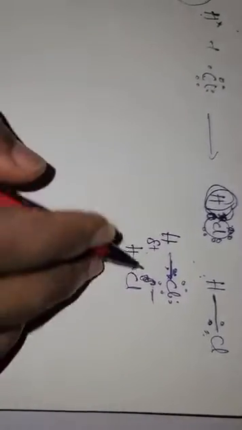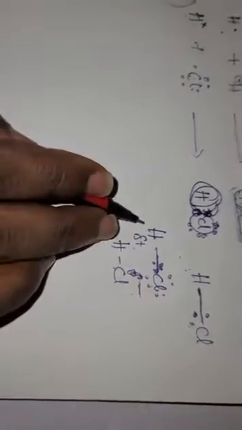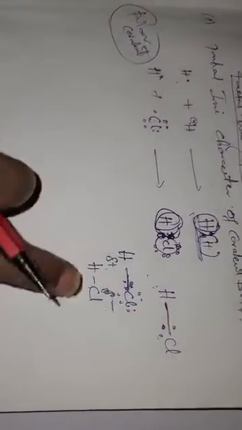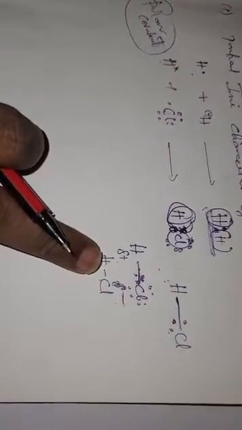So that means in HCl, chlorine is more negative than this. Is that okay now? So there is something they call dipole moment. You can calculate the dipole moment of the reaction, but it's not needed, it's not here. So that is one thing about this.